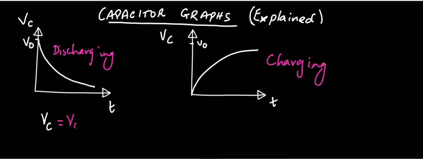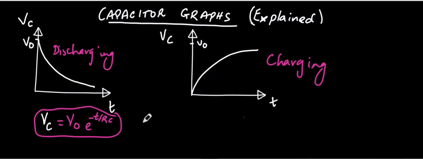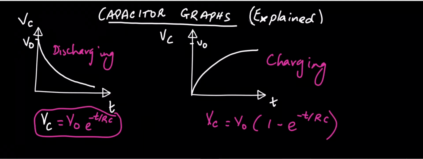is equal to V0 e to the negative t over RC to this. Vc is equal to V0, or Vs, the supply voltage, multiplied by 1 minus e to the negative t over RC. And of course, there's a big question mark.